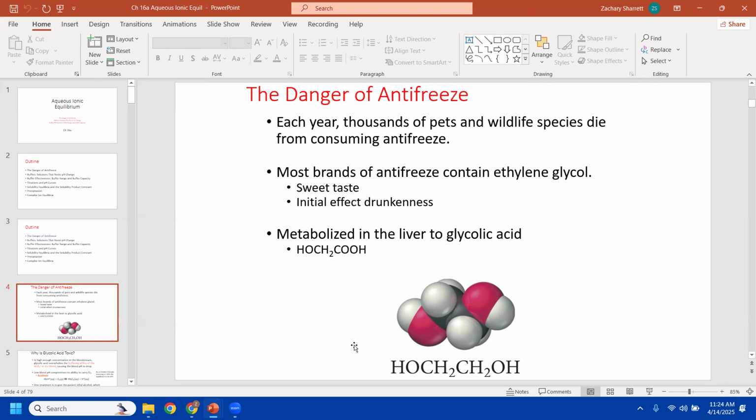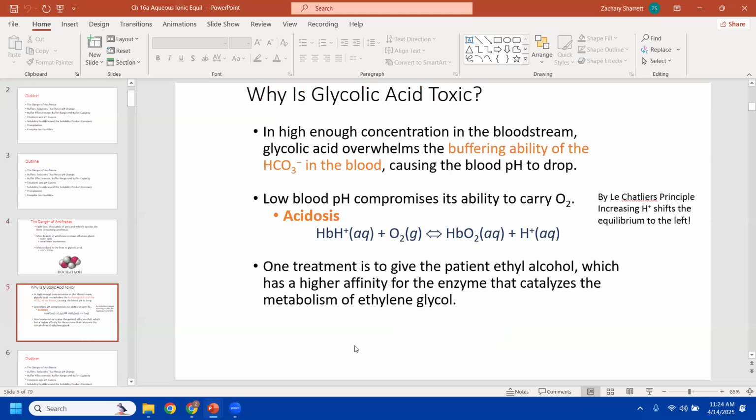That fills up with this antifreeze. If you have a pet, what's going to happen? That pet's going to go and drink it. Be careful with that, okay? So why is glycolic acid toxic?